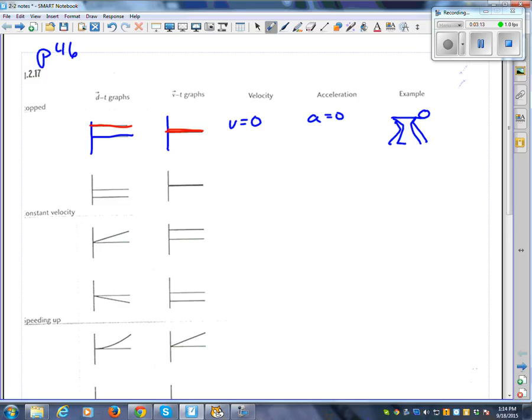Okay, so the other possibility about stopped is that the graph could also look like this. There's zero, and I guess maybe I should mark 0 on there, like so. And this means stopped. Right? Again, vt graph right at 0. You'll notice that these two are the same, even though these two are different. Okay? And again, here the velocity is 0, and the acceleration is 0.